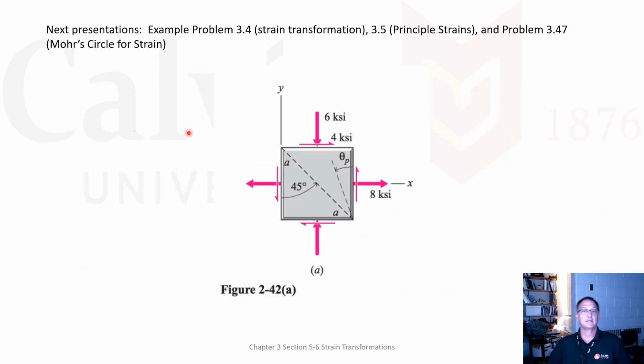So the next example that we're going to do is example problem 3.4 on strain transformation, and then we'll do problem 3.5 on principal strains. And then it looks like I said I was going to do problem 3.47, which is Mohr's circle for strain. I'll probably solve that not only by hand or with a picture, but I'll also solve that with a strain calculator. And then we'll move on to the next section. See you in class.